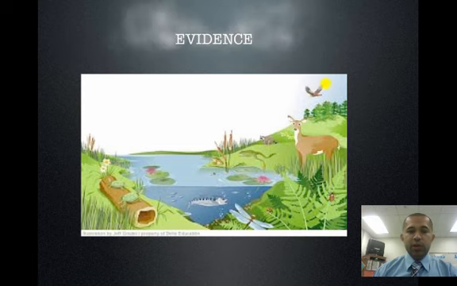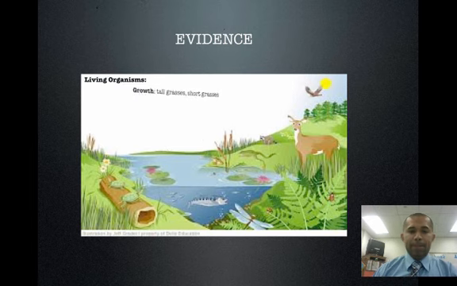The next thing we're going to do is find our evidence. What's our evidence for this? Or where can we find our evidence? Well, let's talk about living organisms. Growth. How do we know things are growing? Well, there are tall grasses and short grasses. We can see that. That's our evidence.